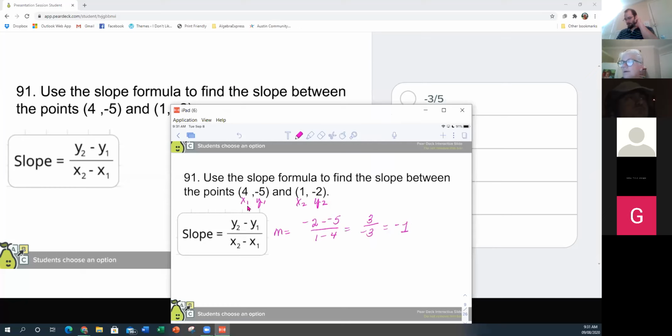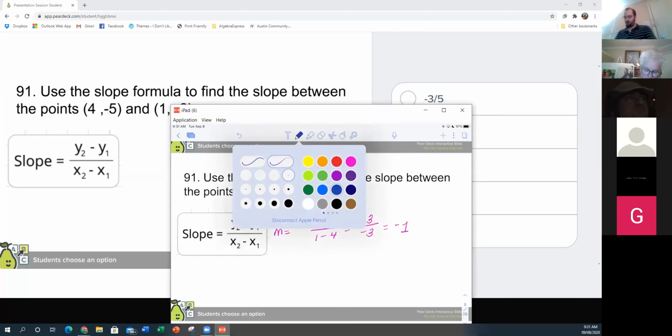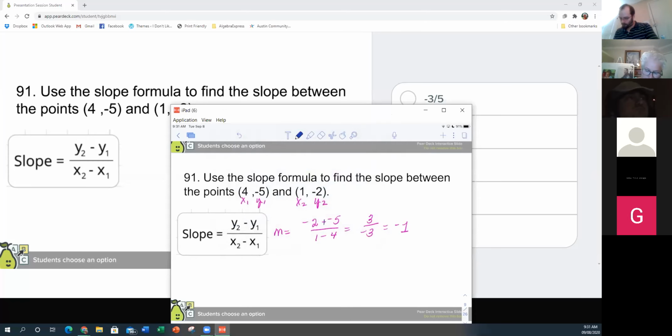So I labeled this x1 and negative 5 y1, and 1 x2 and negative 2 y2. So I took y2, which is negative 2, minus y1. So that would be a negative minus a negative 5. Remember, a double negative turns into a positive, so that would be negative 2 plus 5, which is 3.